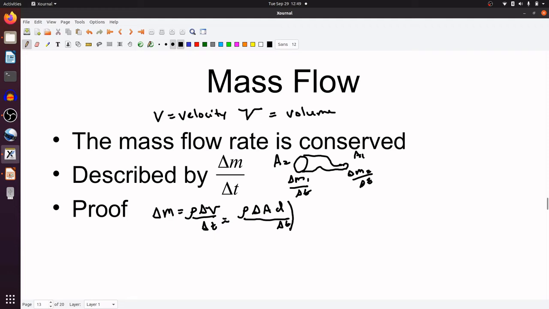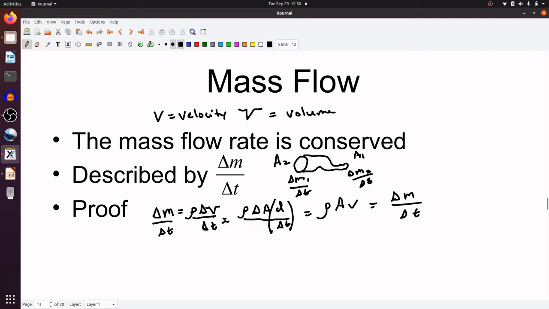I put this in a specific area because distance over time is nothing more than velocity. And I'll drop the delta for simplicity, but basically it's going to be equal to rho A V, and that's equal to delta M over delta T. That's a little bit confusing, so I'm going to rewrite it over here. So that is another way of expressing your mass flow rate: rho A V.